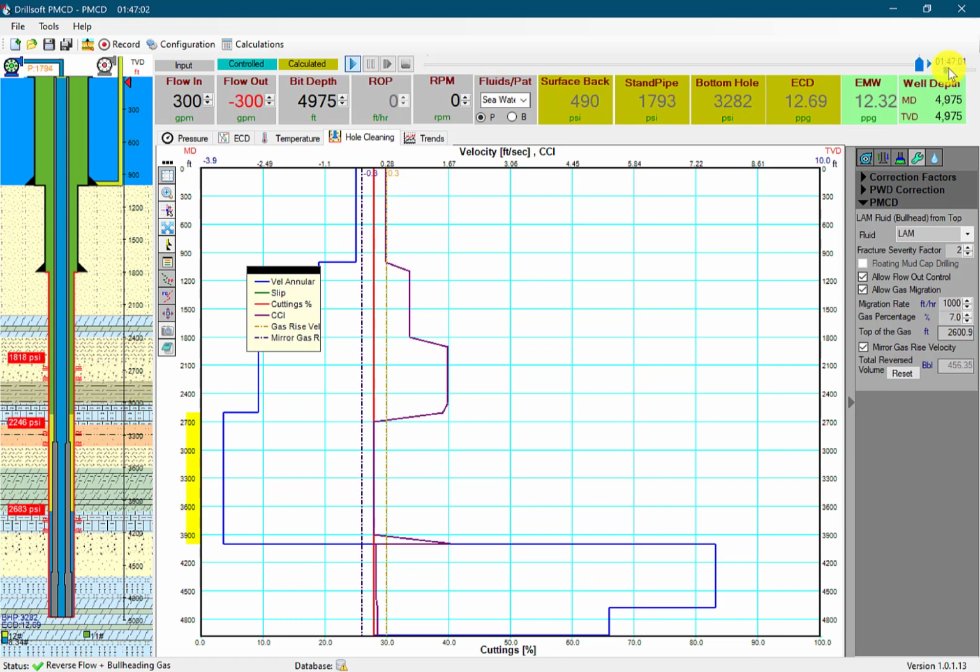We can speed up our simulation by sliding this bar up. And slow it down, we can pull this back down. Okay, and at this point we have none of the original mud in the well. We only have our seawater and our lam. And the gas is staying constant at 2,600 feet, so we can stop circulating, and we can stop bullheading.